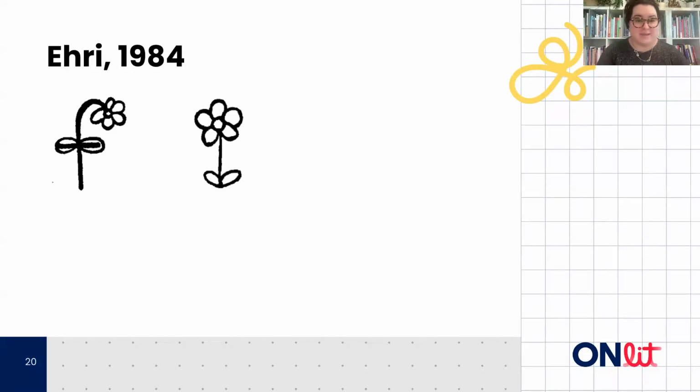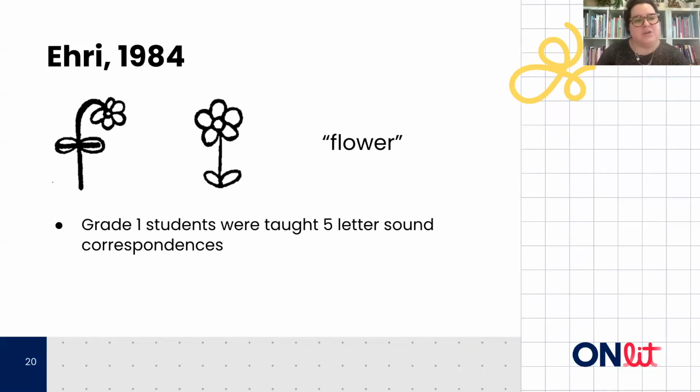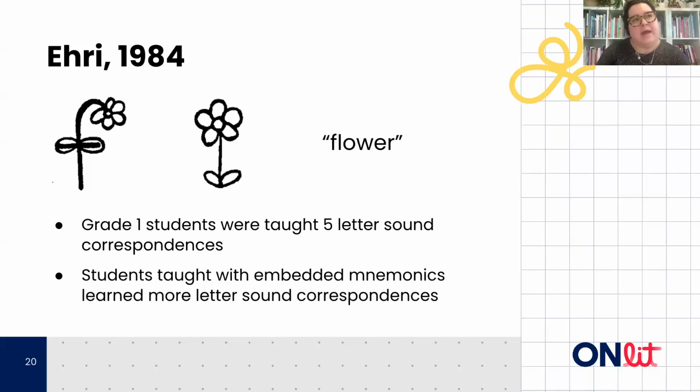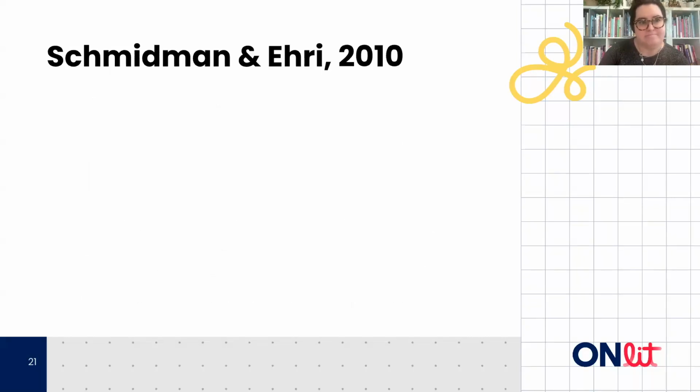A second condition was a keyword of a flower. So a picture of a flower, right? And that was the keyword flower, F like flower. And then the third condition was no image, but just a keyword, F is flower. And then what Dr. Ehri found was that when these grade 1 students were taught those 5 letter sound correspondences, the embedded mnemonics supported students in learning many more letter sound correspondences. So there was amplified, increased learning when those embedded mnemonics were used.